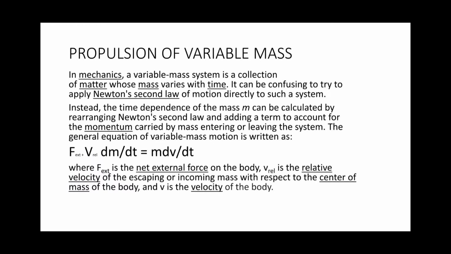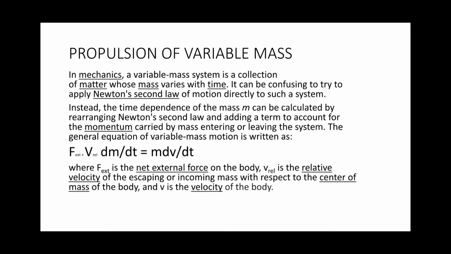Okay, for our last topic, we will talk about propulsion of variable mass. In mechanics, a variable mass system is a collection of matter whose mass varies with time. It can be confusing to try to apply Newton's second law of motion directly to such a system. Instead, the time dependence of the mass m can be calculated by rearranging Newton's second law and adding a term to account for the momentum carried by mass entering or leaving the system.